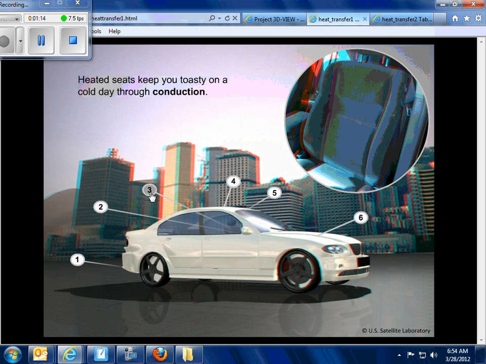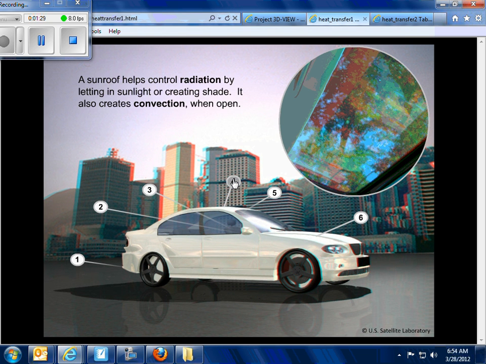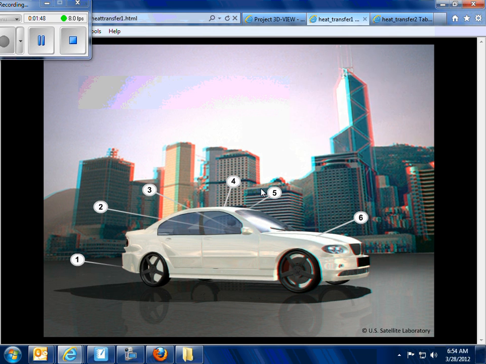When you look at, say, the dark seats, the heated seats, those tend to conduct your heat. When you're touching it, you can feel the heat moving through that. When you look at a sunroof or something, that helps radiate the heat. It allows the heat to come through, and it radiates down either into the car or radiates out of the car. The convection part is when you open it and it causes it to move.